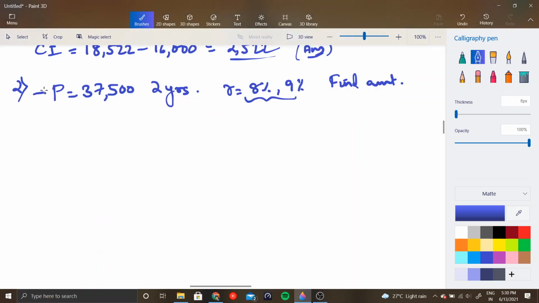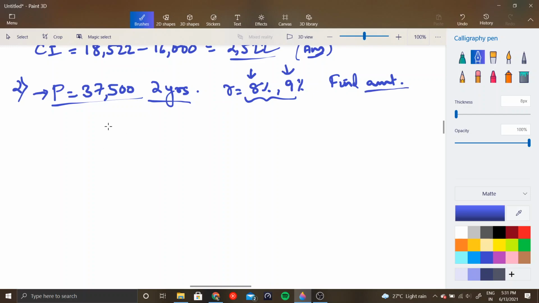Yeah, so I was saying that the principal is 37,500. It is invested for 2 years and the rate of the first year is 8% and the rate of the second year is 9%. So the rates are different for 2 different years and you need to find the total amount. So in this case there are 2 different methods.